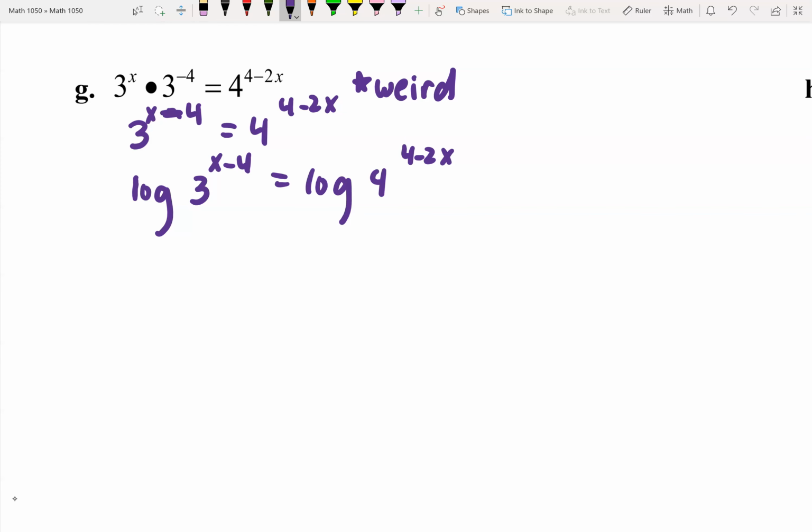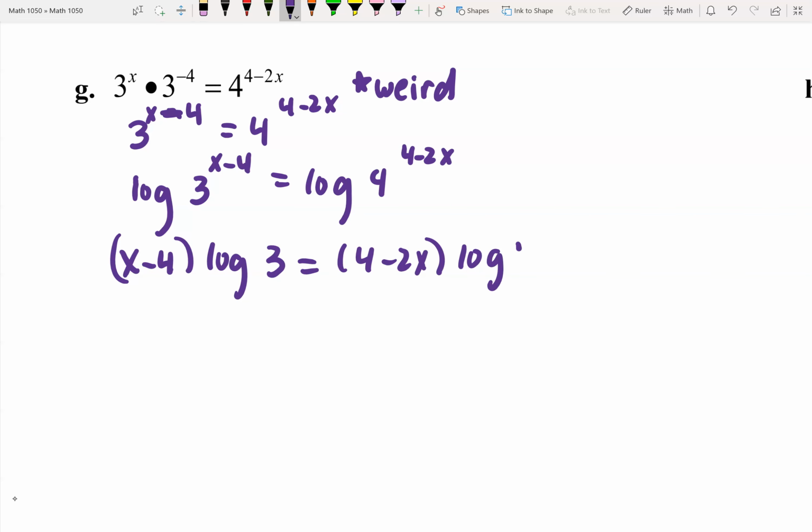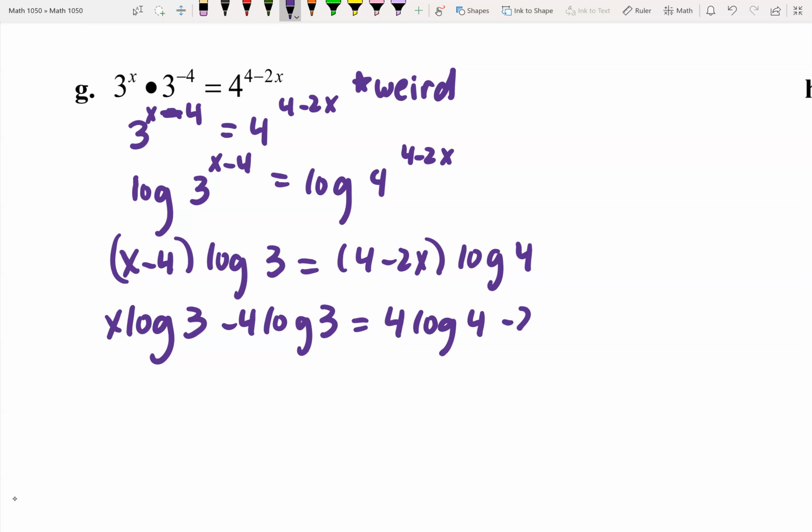Pull them down, right? So you have x minus 4 that you must put in parentheses times log 3. Then you have 4 minus 2x that you must put in parentheses, and that's times log 4. Why do they have to be in parentheses? Because the next step is to do what? Tell me one word. Distribute. We got to multiply those out, right? So now we have x log 3 minus 4 log 3 equals 4 log 4 minus 2x log 4.